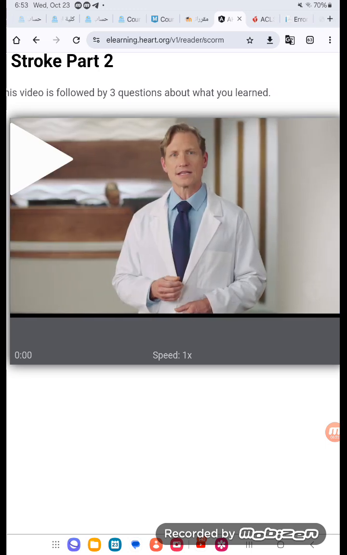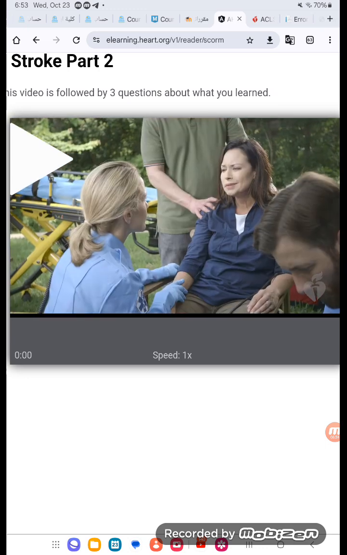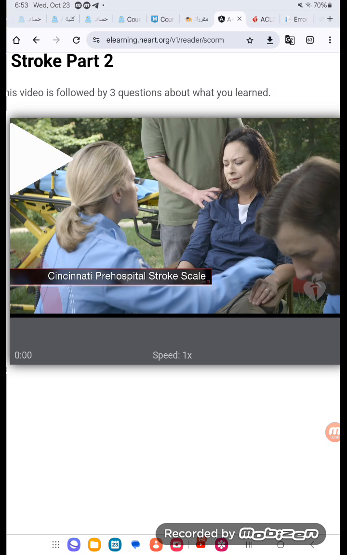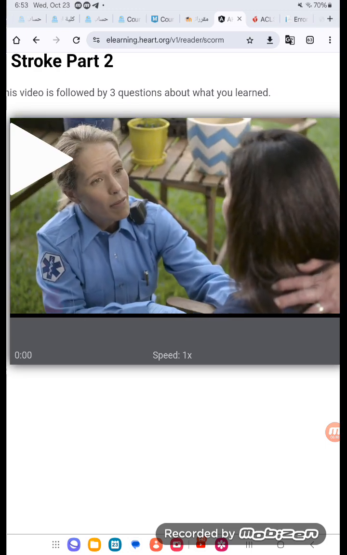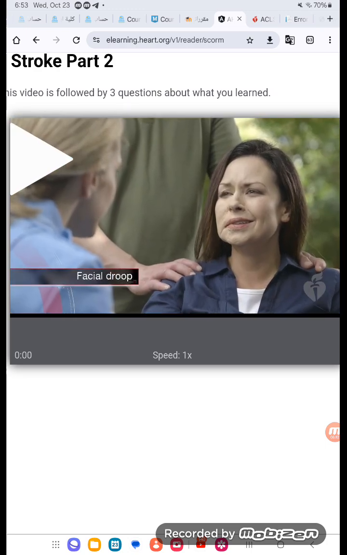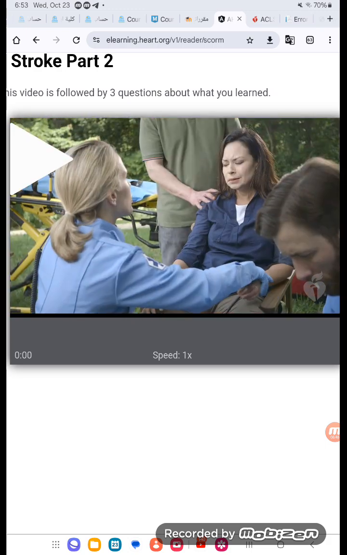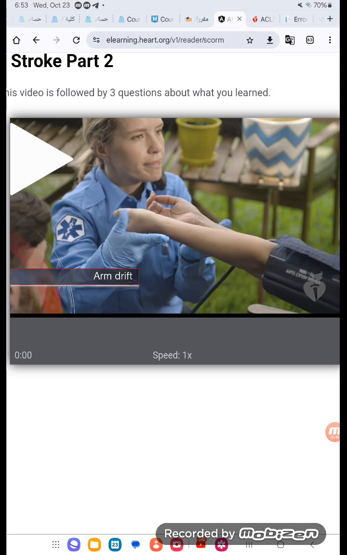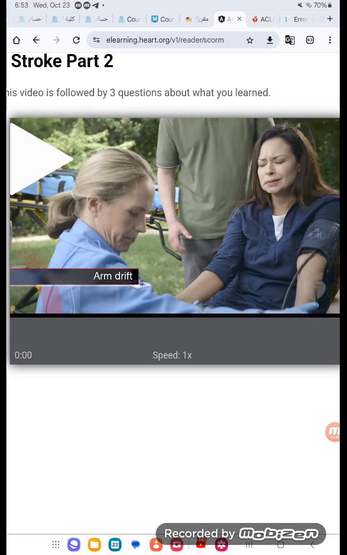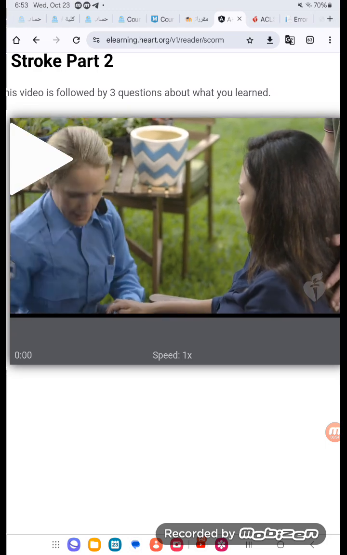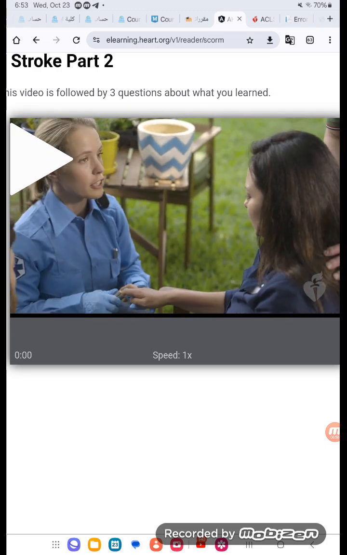EMS should also test the neurologic condition of the patient with a stroke assessment, such as the Cincinnati Pre-Hospital Stroke Scale. Mrs. Vega, can you smile for me? Okay, Mrs. Vega. Try to close your eyes. I want you to hold your hands out front. Okay. Mrs. Vega, I want you to repeat something for me. Can you say, "You can't teach an old dog new tricks"?